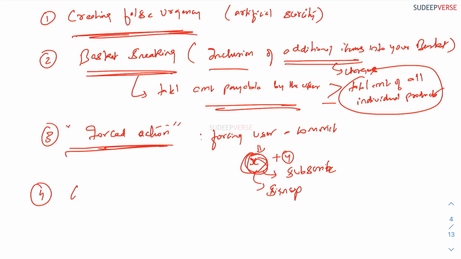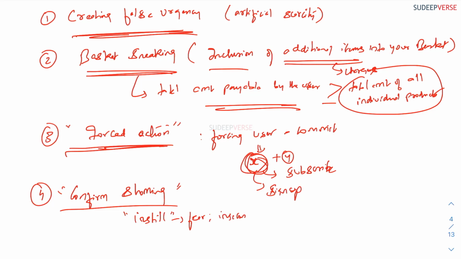The fourth one is confirm shaming. This is basically you're instilling within the user fear, insecurity, guilt. This is what is known as confirm shaming.